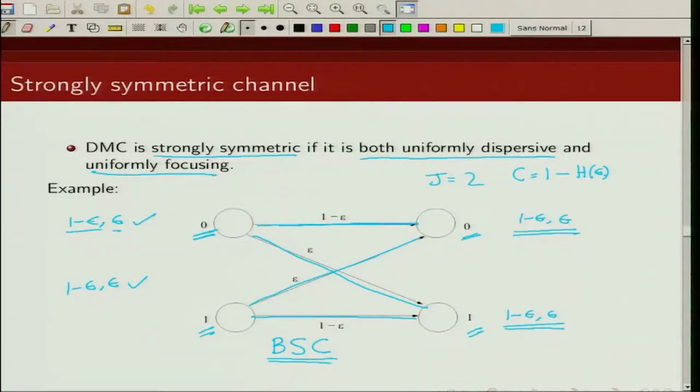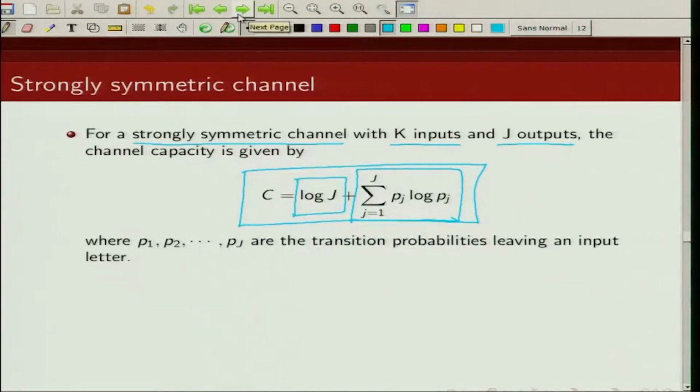And you can see, for example, if epsilon is half, that means there is a 50% probability of making a mistake. In that case the capacity is 0, which is intuitively correct because it is completely randomly flipping the bits to zeros and ones with equal probability.